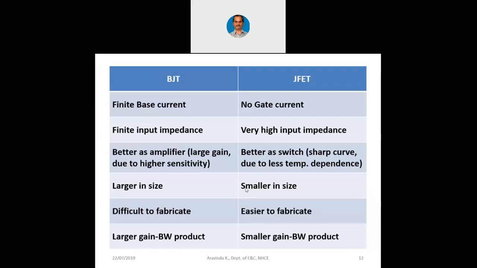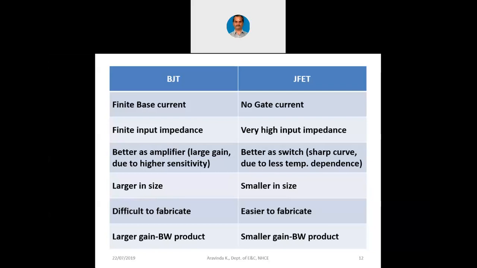Now BJT is larger in size because collector has to be much larger, emitter has to be medium region, base will be much smaller. Whereas in case of JFET, it is a single channel and the channel's two ends are called as source and drain, and they are interchangeable also. Physically, they are one and the same, and there need not be a difference between the areas of the regions.